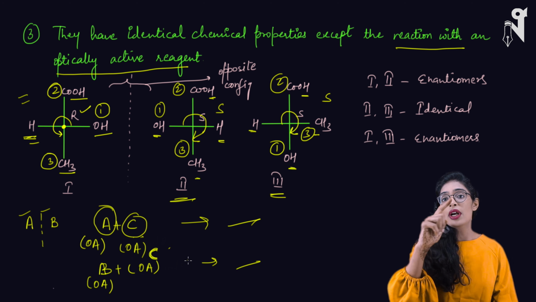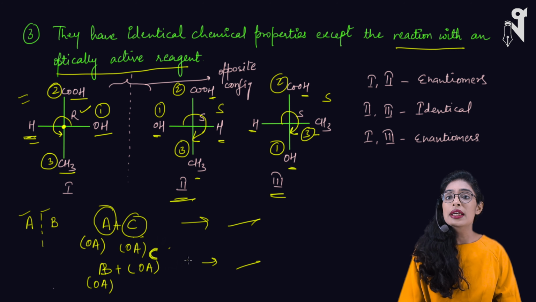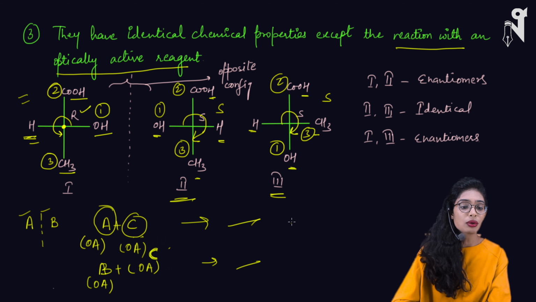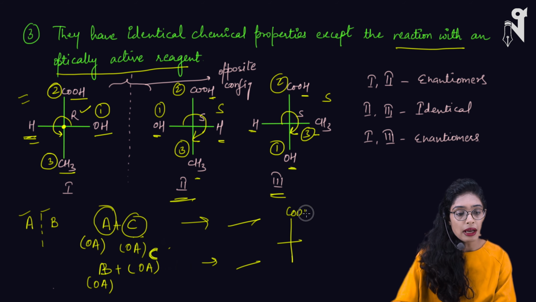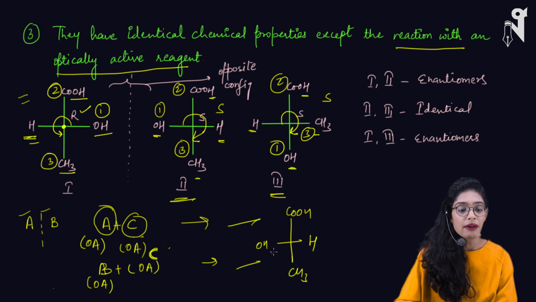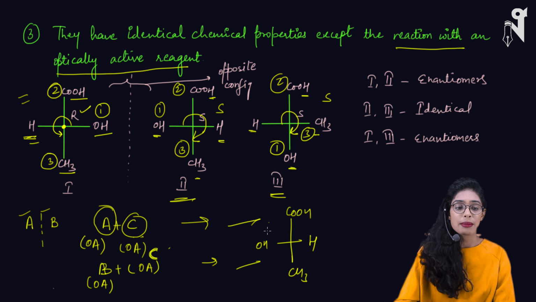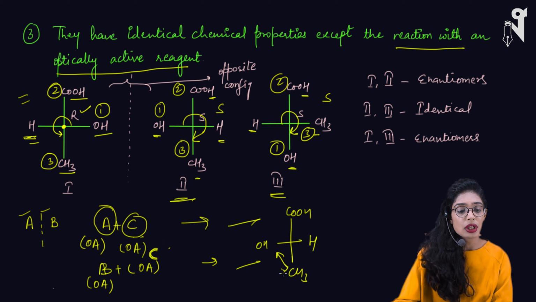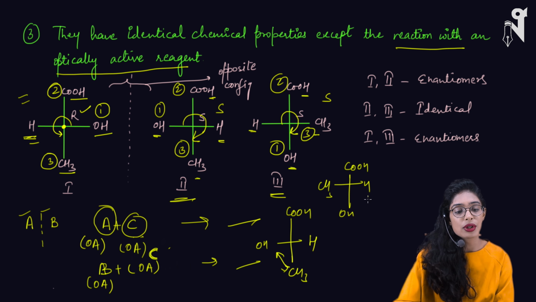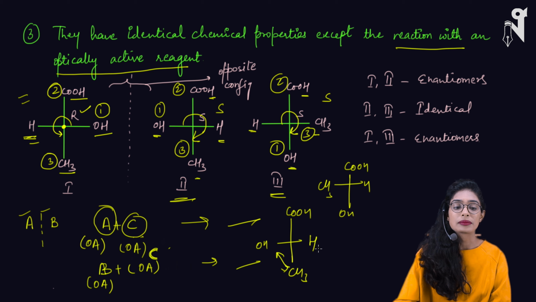I told you that if double switches happen, the configuration doesn't change. So my molecule is this: I have COOH, I have OH, I have CH3, and I have hydrogen. This is my compound. Now to convert it into the third, I can just switch the positions of OH and CH3. If I do so, I get COOH over here, CH3 over here, OH over here, and hydrogen over here.